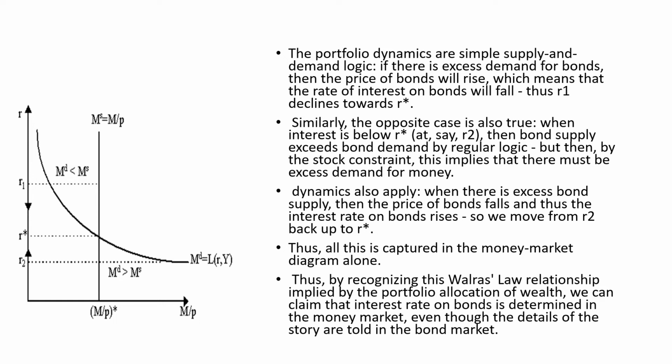So all these things are captured in the money market diagram. By recognizing the Walras relationship implied by the portfolio allocation of wealth, we can claim that the interest rate on bonds is something which could be determined by the money market, even though the details of the story are told in the bond market.